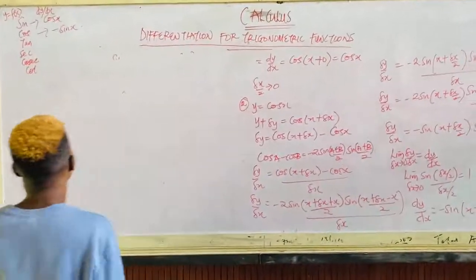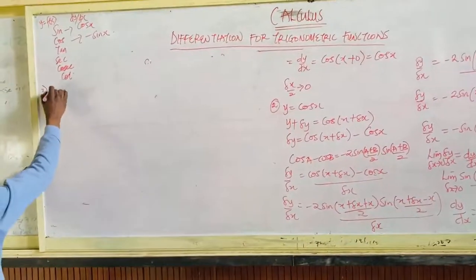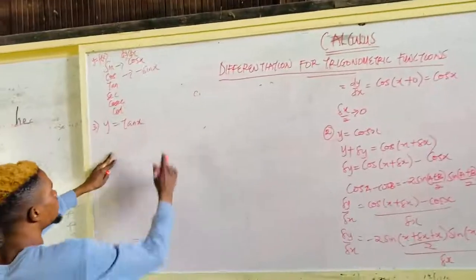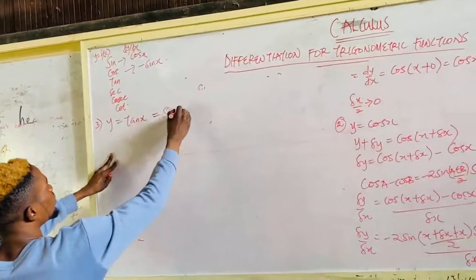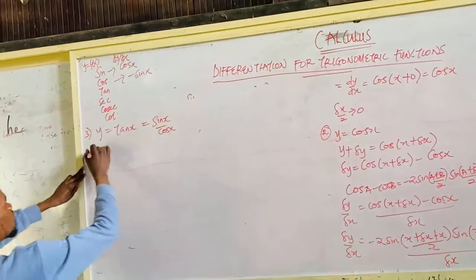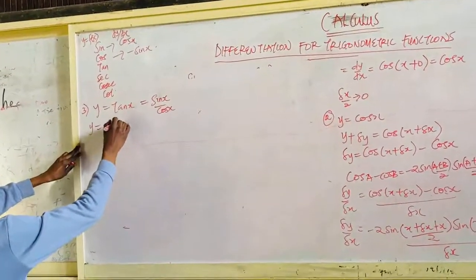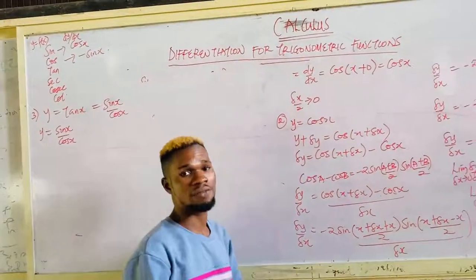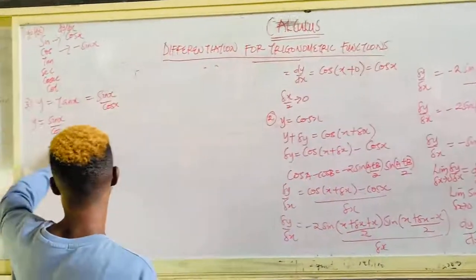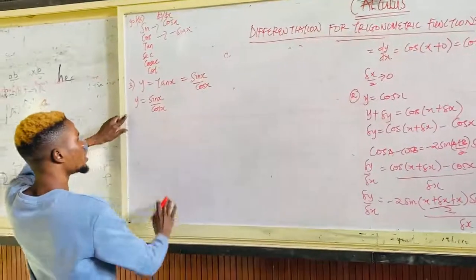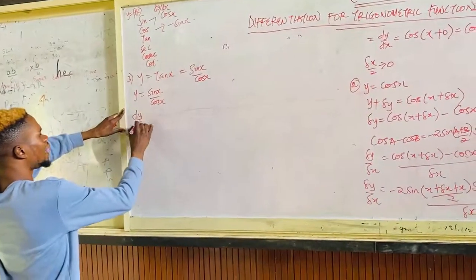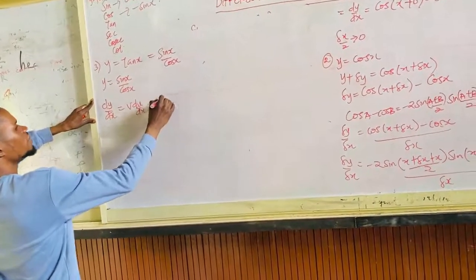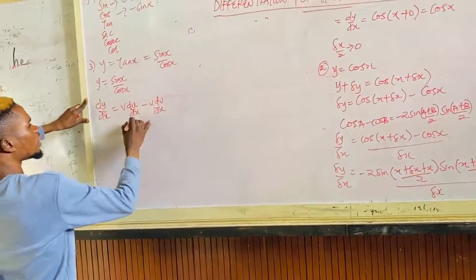Now look at number 3. That's if y is equal to tan x. Now tan x, remember, is the same thing as sin x over cos x. So y is sin x all over cos x. Now a function divided by another function, using quotient rule. From quotient rule, dy/dx is v du/dx minus u dv/dx all over v squared.